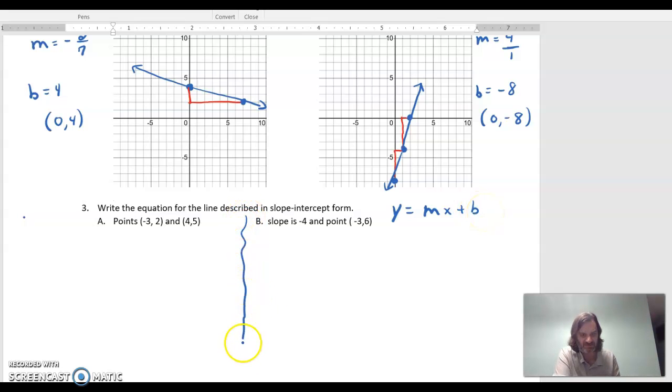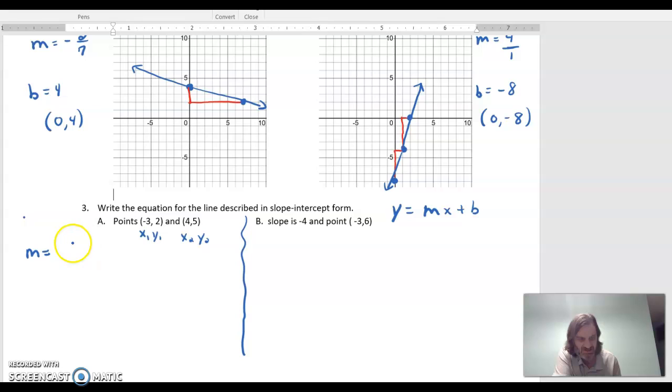The first one are the points -3, 2, and 4, 5. So we don't have a slope. So the first thing we need to do is find a slope. So we'll let the -3, 2 be the x1, y1, and the 4, 5 be the x2, y2. So let's do the slope.